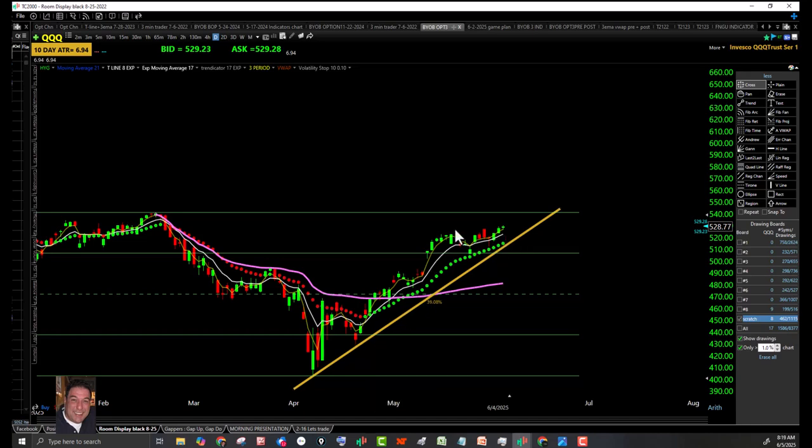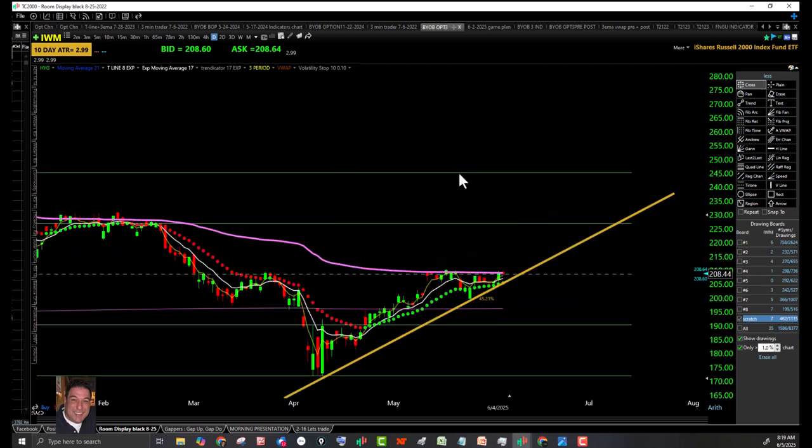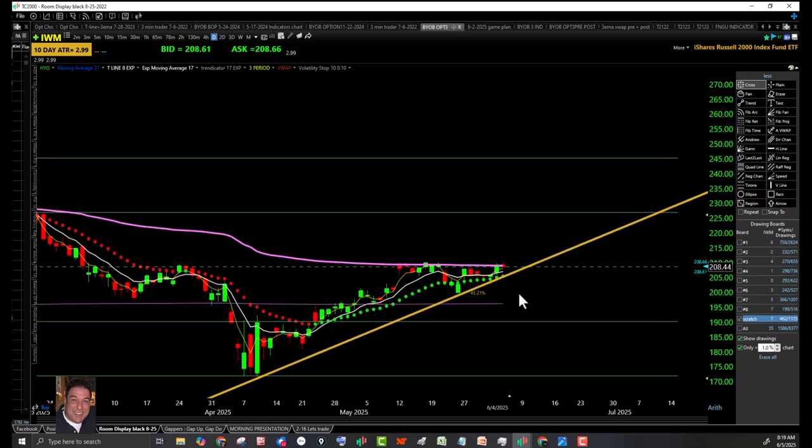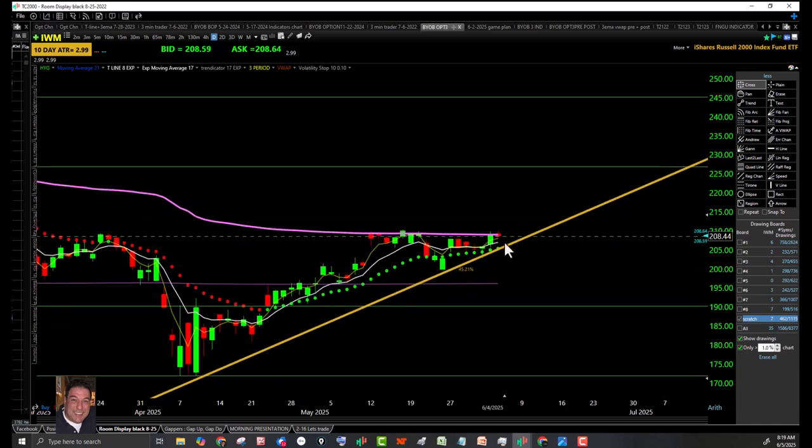Making higher lows and higher highs. That's an uptrend. So everything bullish, an uptrend. QQQ. All right. Let's take a look at IWM. Same deal here. Not in the upper third though. Price action in an uptrend, higher low, higher high, that's bullish.